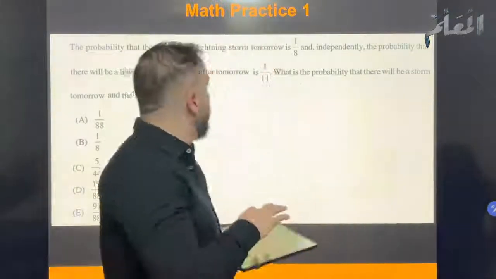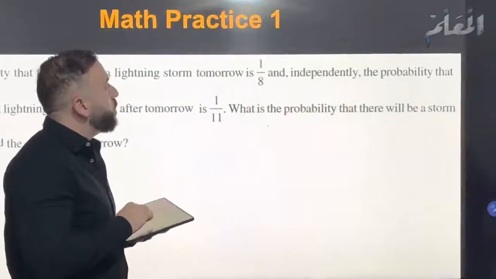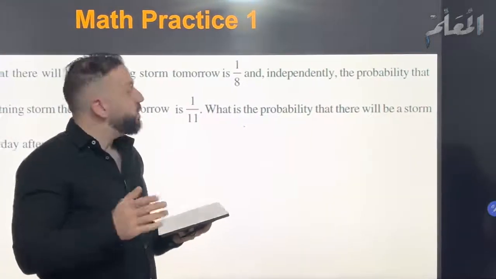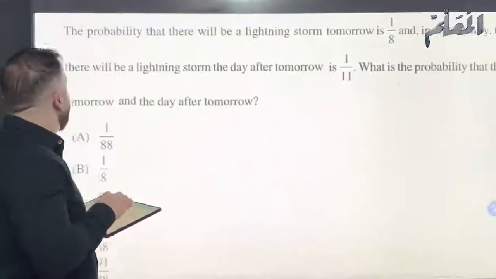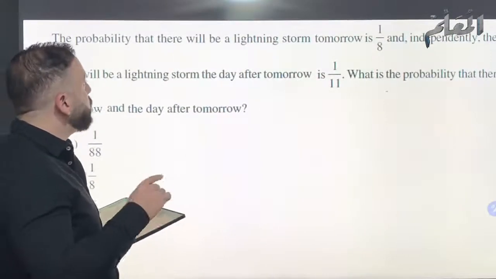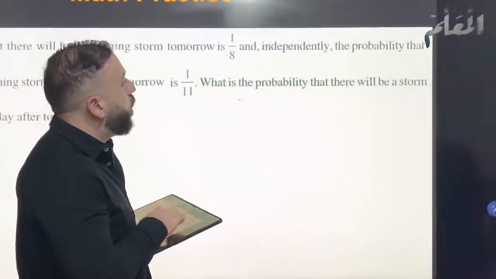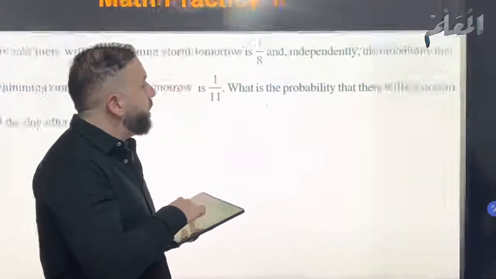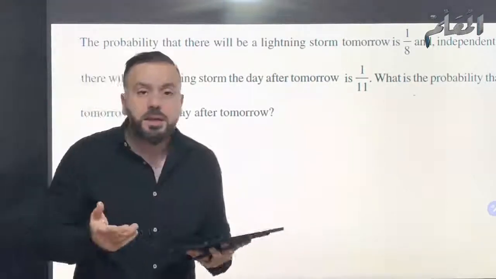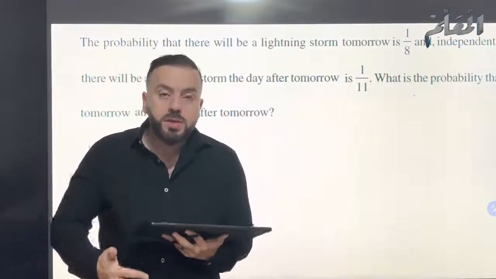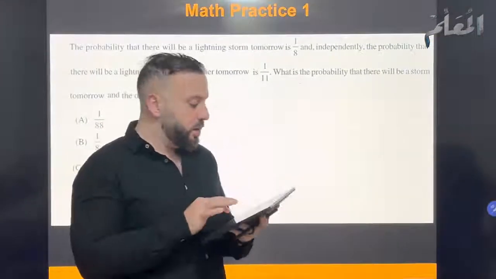So let's check an example for that. The probability that there will be a lightning storm tomorrow is 1 over 8. And the probability that there will be a lightning storm the day after is 1 over 11. So I have 2 events. What's the probability that there will be a storm tomorrow and the day after tomorrow? It's easy. Since it's the intersection, I'm doing the 2 events together, so it's 1 over 11 times 1 over 8, which the answer is what in this case?